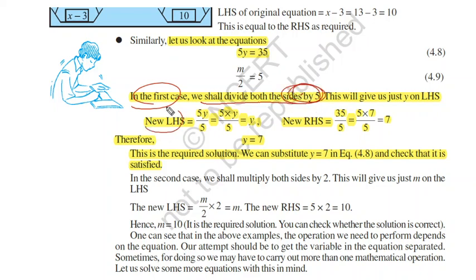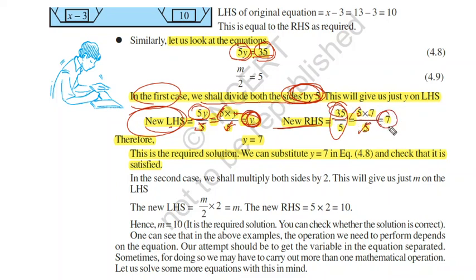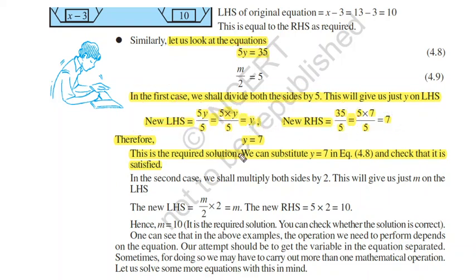Okay, then what will be the new LHS? LHS was 5y. New LHS will be 5y divided by 5, which will be equal to, now 5 and 5, divided by 5 into y, 5 cancel. New LHS equal to y. Now RHS is 35. New RHS will be equal to, what we are doing, dividing by 5. So 35 divided by 5. Now 35 equal to 5 into 7 divided by 5, 5 cancel, 7 remains. So in the LHS there is y, in the RHS there is 7. Therefore y equal to 7.